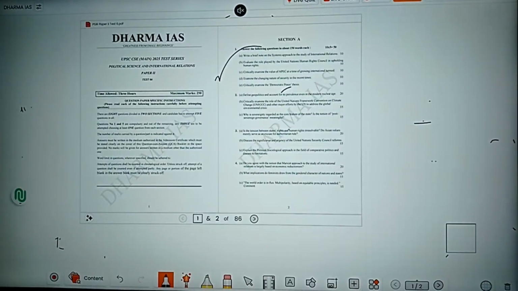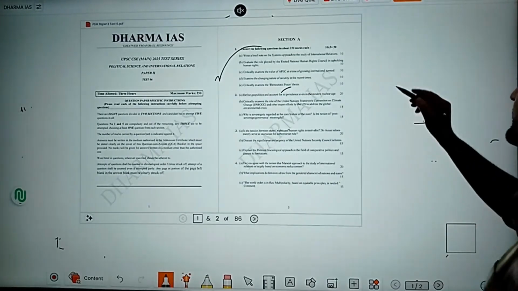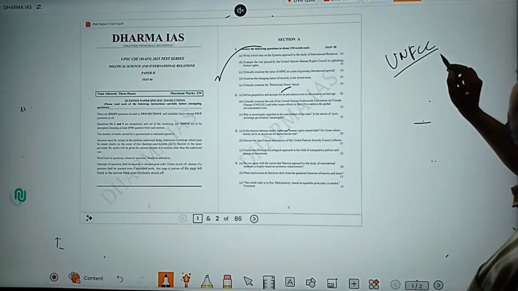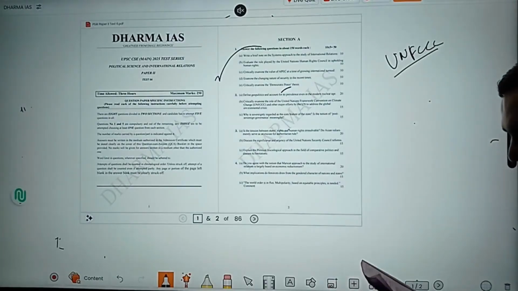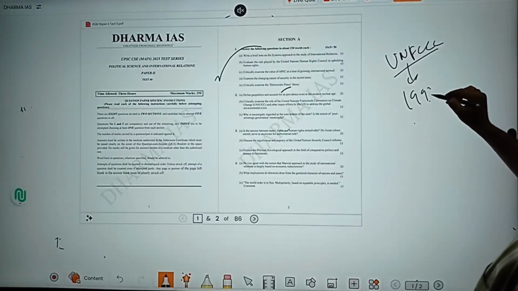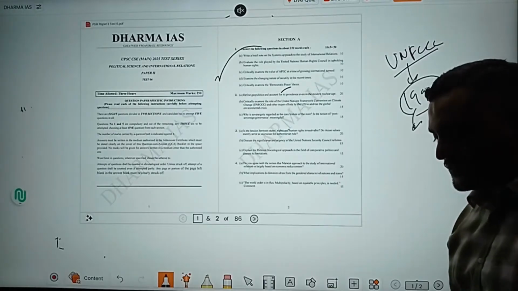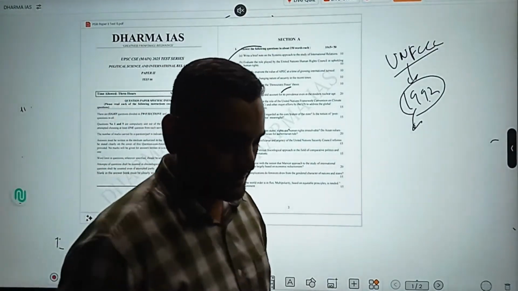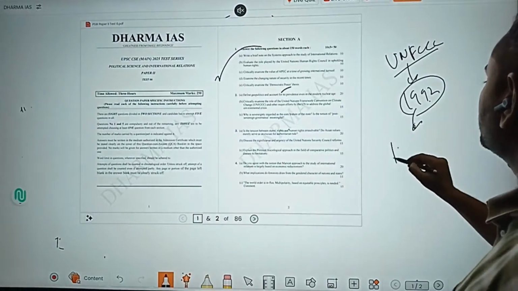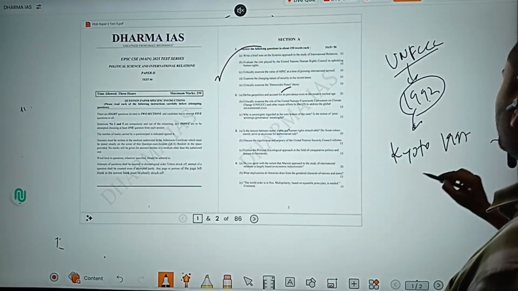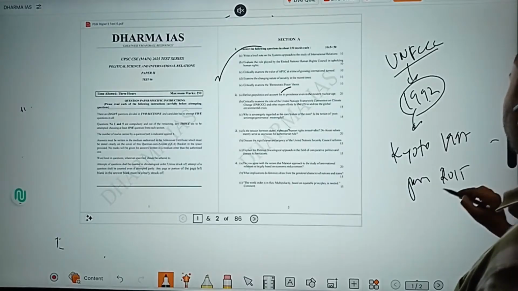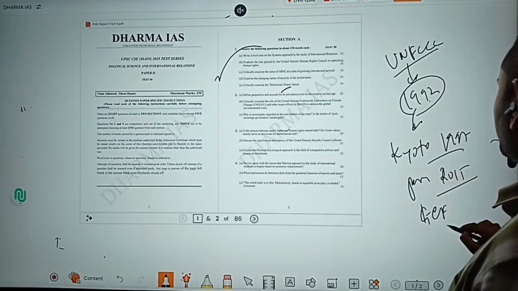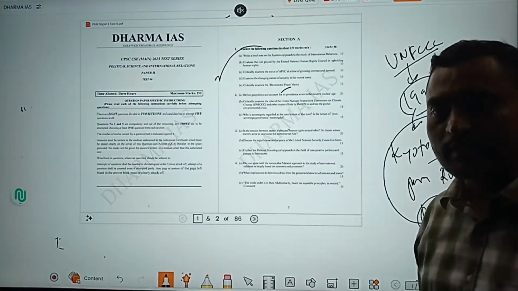Next one is UNFCCC. Critically examine the role of the United Nations Framework Convention on Climate Change and other efforts by the UN to address the global environmental crisis. From 1992 onwards, we have various initiatives by the UN to address climate change and greenhouse gas emissions: Kyoto Protocol, Kyoto 1997, Paris Agreement 2015, the Green Climate Fund. All those initiatives were taken by the United Nations.